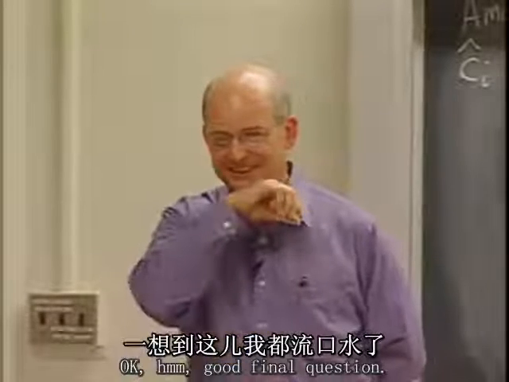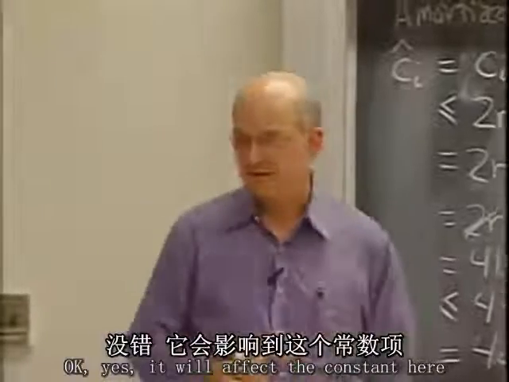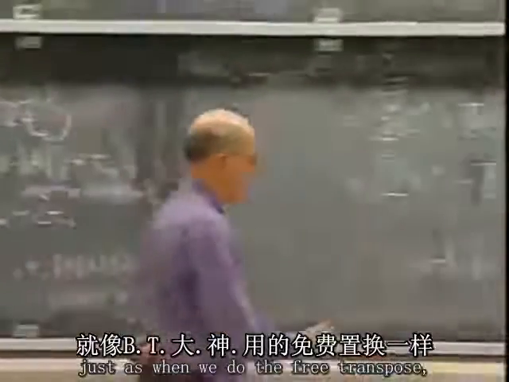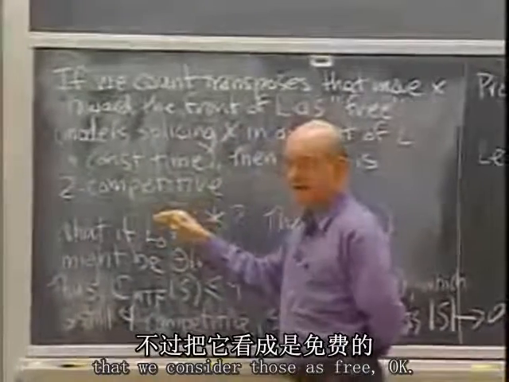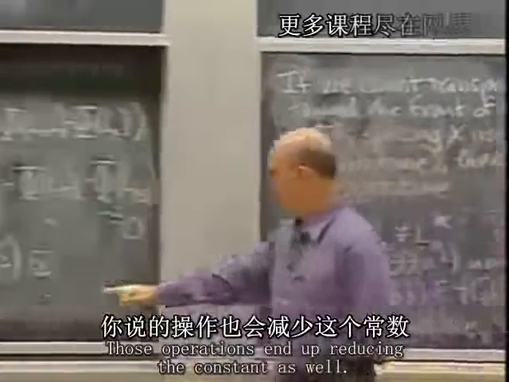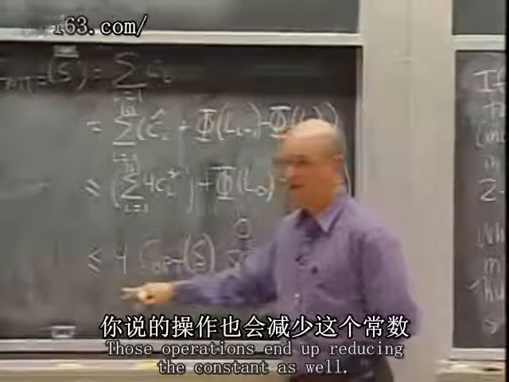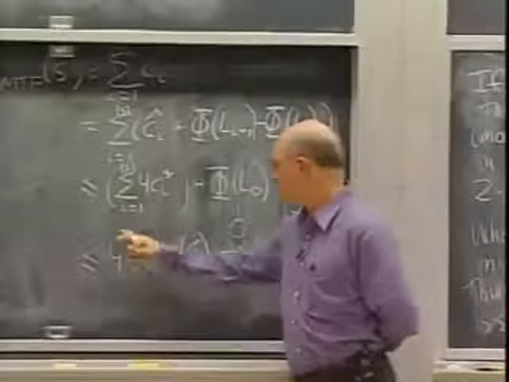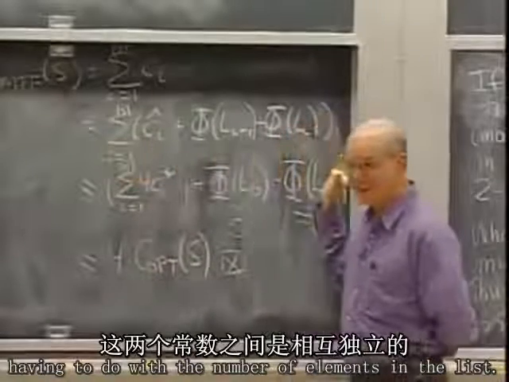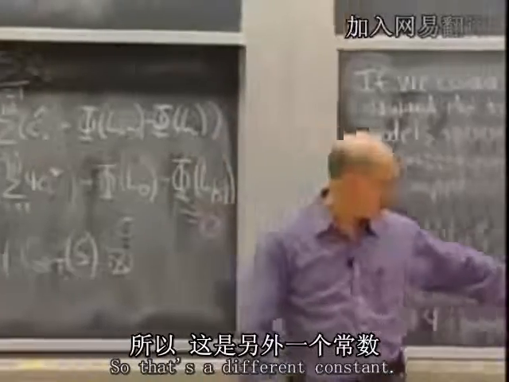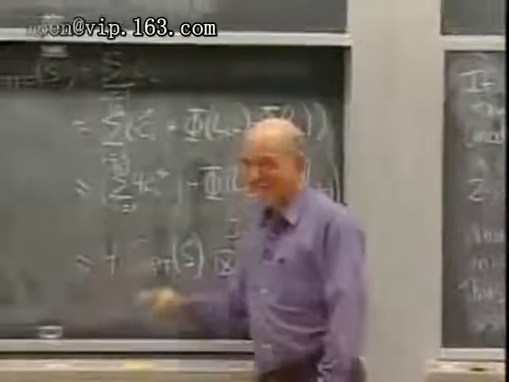Good final question. Yes, it'll affect the constant here. Just as when we do the free transpose, when we move things towards the front and consider those free, those operations end up reducing this constant as well. But the point is that this constant is independent of the constant having to do with the number of elements in the list. So that's a different constant. So this is a constant.